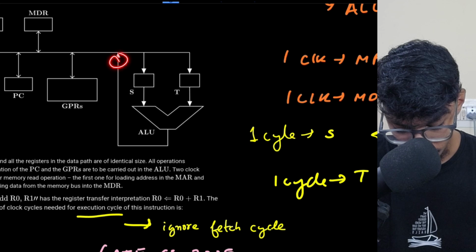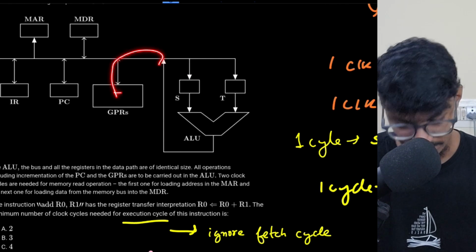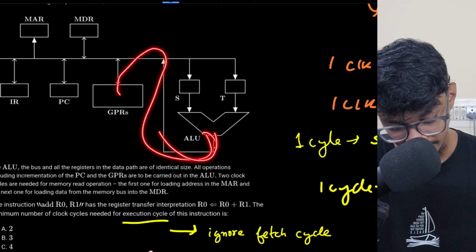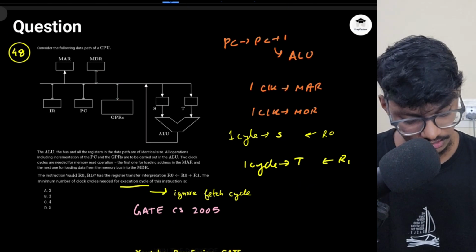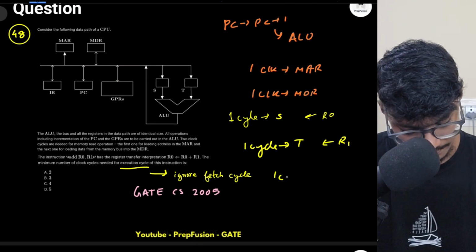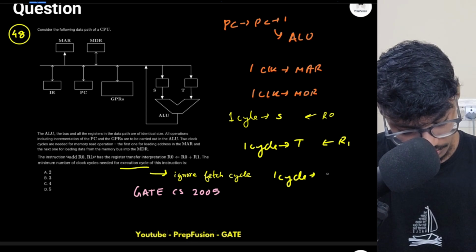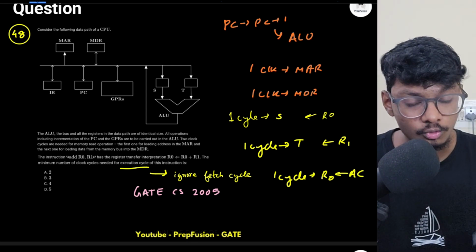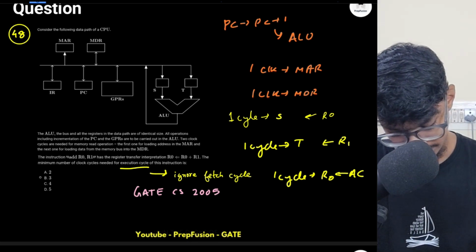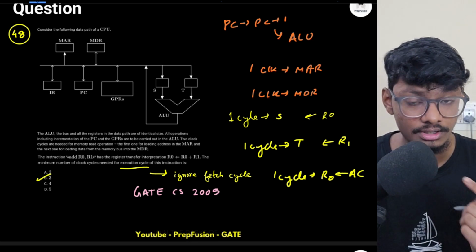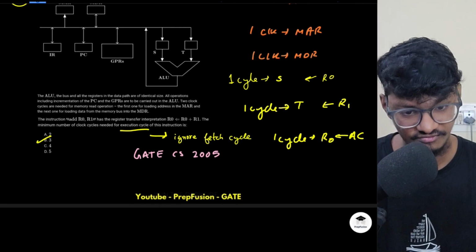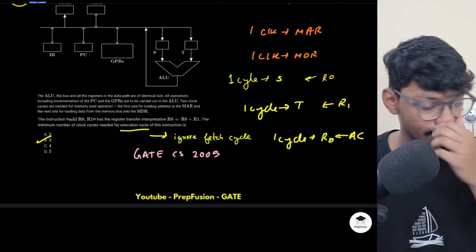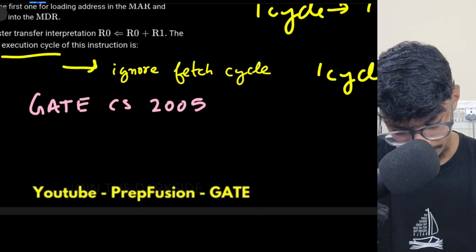So it will go to where it will be stored, in the register. So again, I will require one more cycle to transfer the value from the ALU to the register. Correct. So one cycle will be taken to transfer the data from accumulator to register R0. So in total how many cycles did I require? 3 cycles. If the fetch cycle was included, then how many cycles will be required?